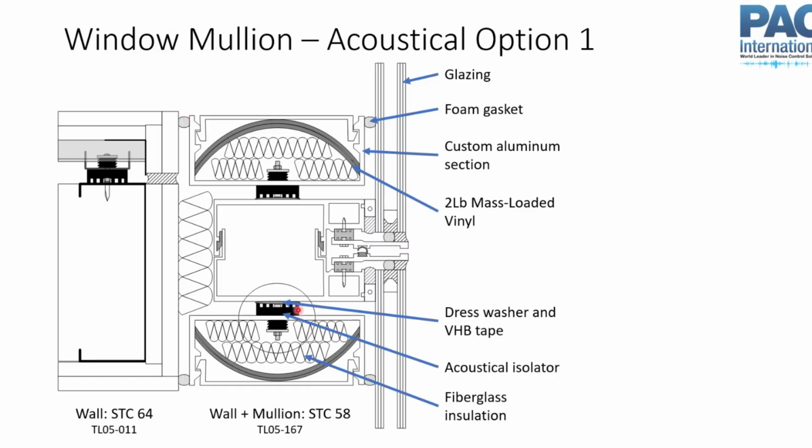And then here we have isolators that are attached to the mullion, and then we have our mullion and these additional housings. This can be some kind of aluminum that matches this, and we have some mass-loaded vinyl in here for additional mass.